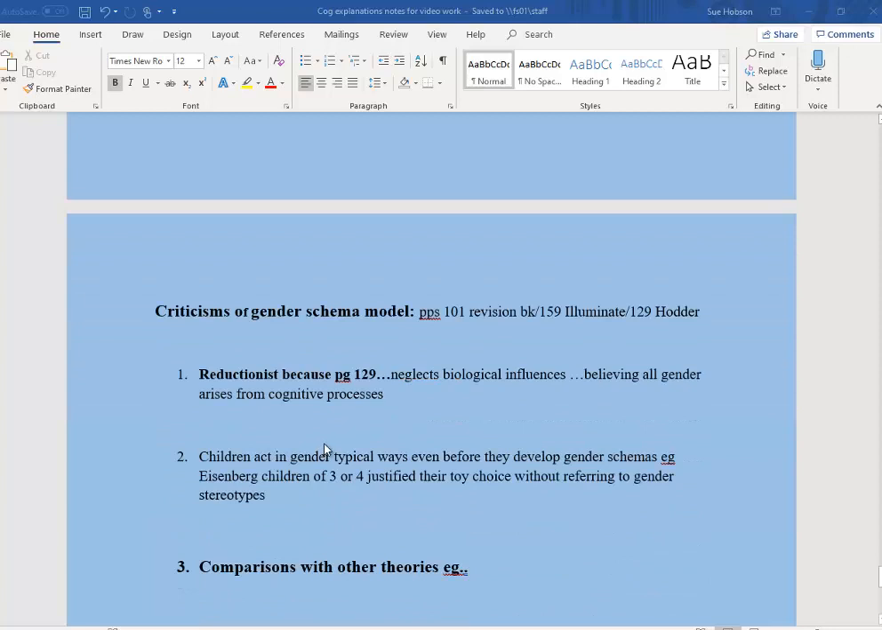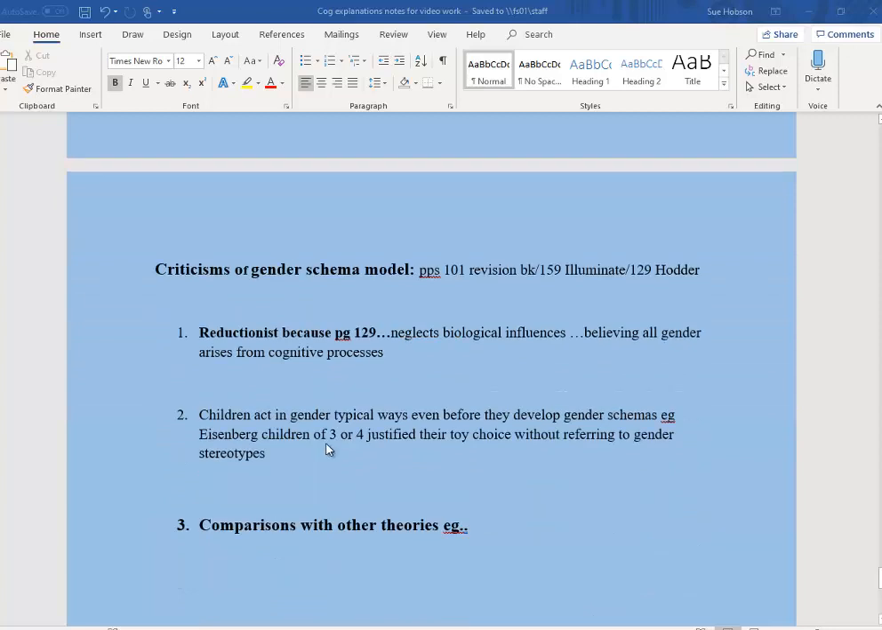We do need to know some evaluations, some criticisms as well. So some people might say this is very reductionist because it's ignoring biological influences, and it is really saying that all of our gender concepts really arise from cognitive processes. Another problem is children act in gender typical ways even before they learn these gender schemas. So Eisenberg found children of 3 or 4 would justify their toy choice without even referring to gender stereotypes.